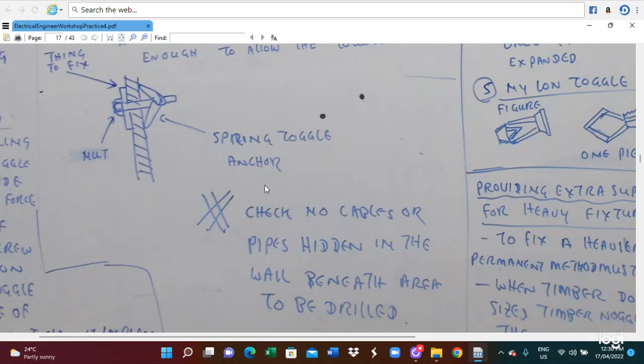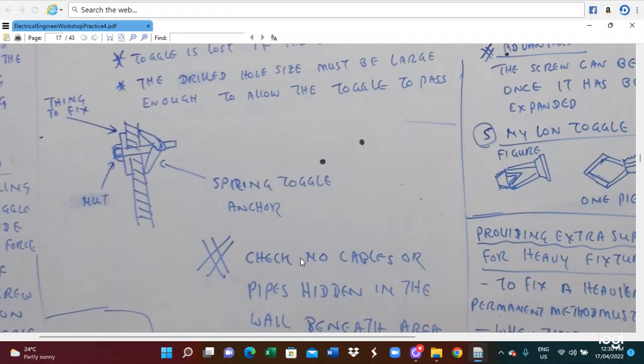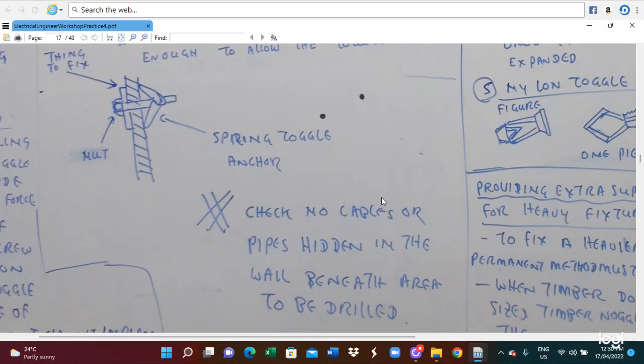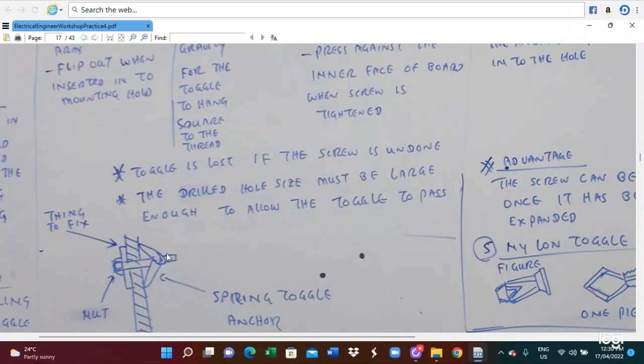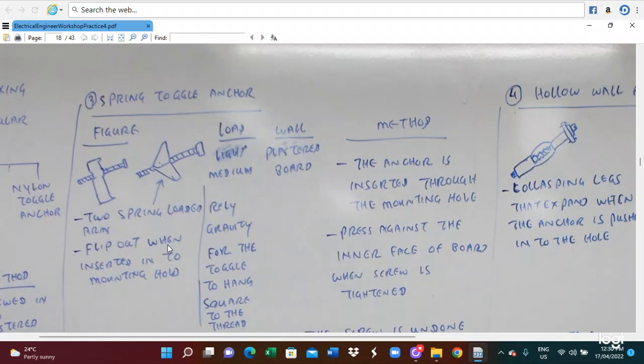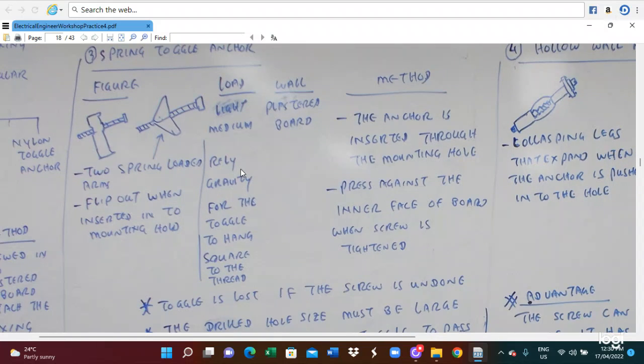In this case, you have to check there is no cable or pipe hidden in the wall beneath the area to be drilled. Before you fix this, you need to drill, therefore you need to check for any cable or any pipe. Then after that, you can fix a dog anchor like this. So this is dog anchor fixing. This is the spring dog anchor.